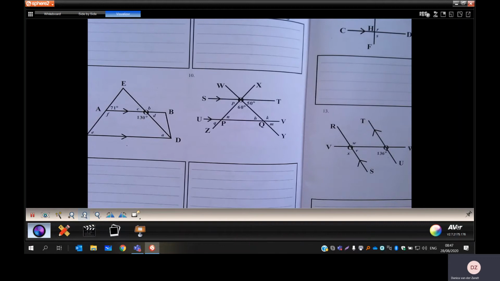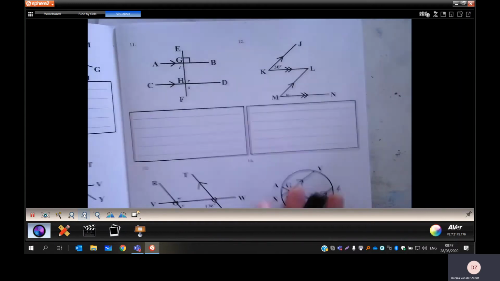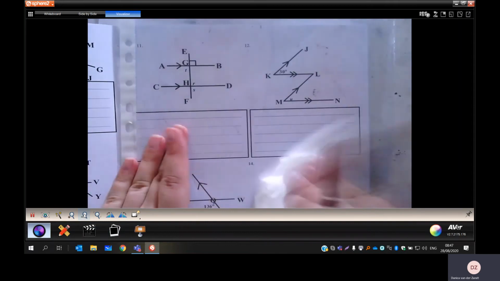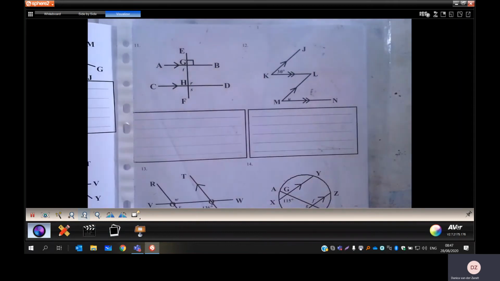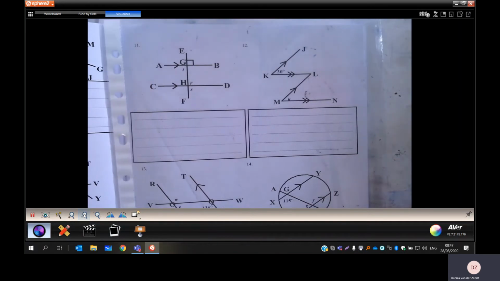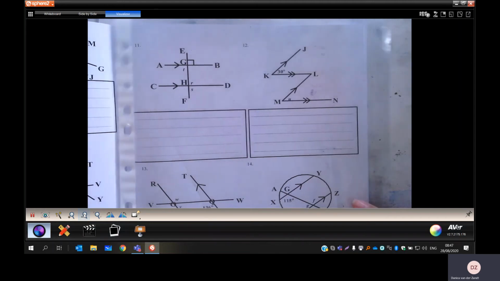Anyone else want to confirm something they did? No one? Can we go on to the next one? Number 13. Okay, number 12, I mean. Yes, Keenan? Carry on.